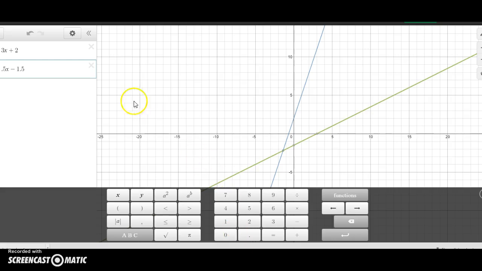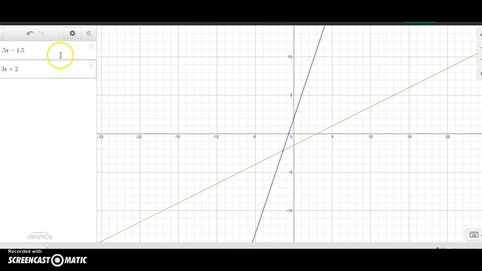Okay, so let's go back to this now. My basic parabola is y equals x squared. Okay, so y equals x squared, and we graph that one. Let's go to Desmos real quick. We'll graph y equals x squared.